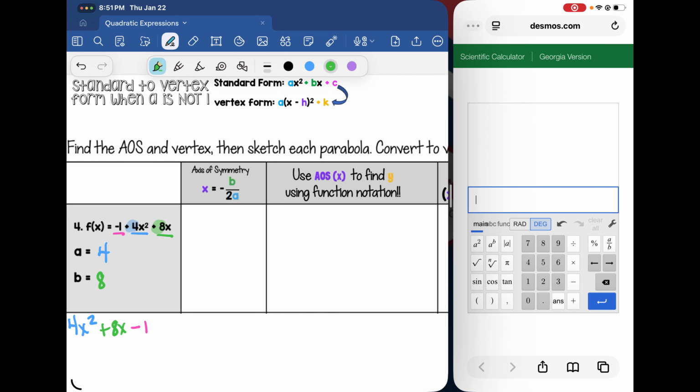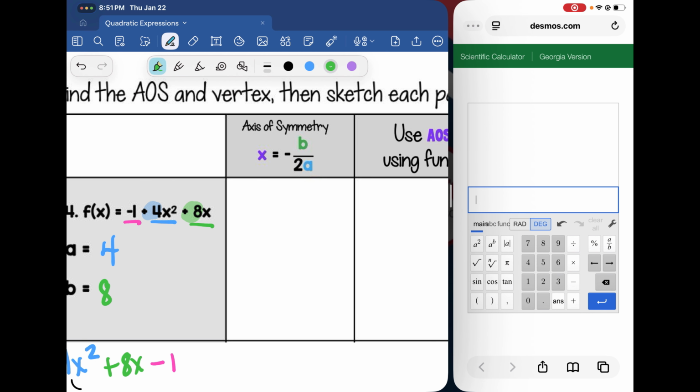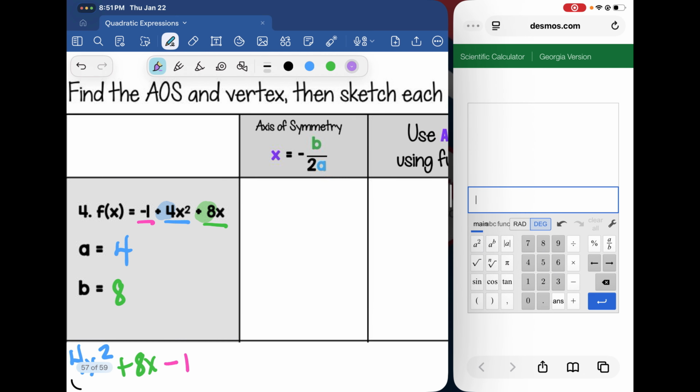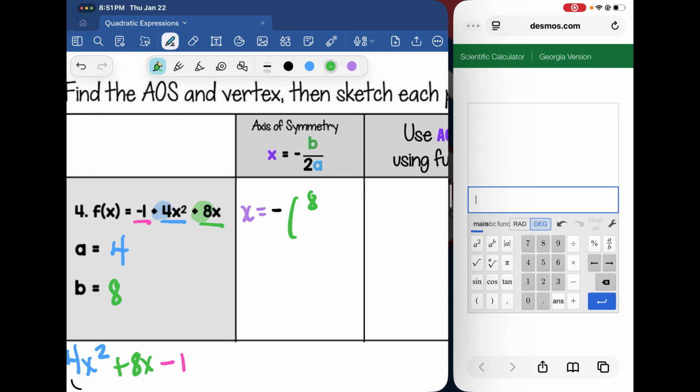All right, now we're going to use that to find our axis of symmetry. So x is equal to negative B all divided by 2a. Use your calculator to find the value of x. And you should get x is equal to negative 1.